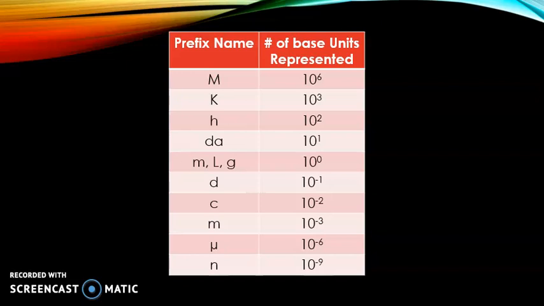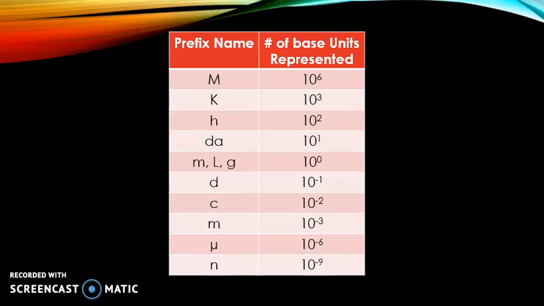The other thing I'd like you to notice is how the tens structure themselves. The base unit is 10 to the 0, and then it goes up by 1 from there until you hit 3, and then it will go up by 3s. That same pattern from 10 to the 0 goes down. It'll go down by 1 until you hit 10 to the negative 3rd, and then it will also go down by 3s, so to the negative 6th, and then to the negative 9th.